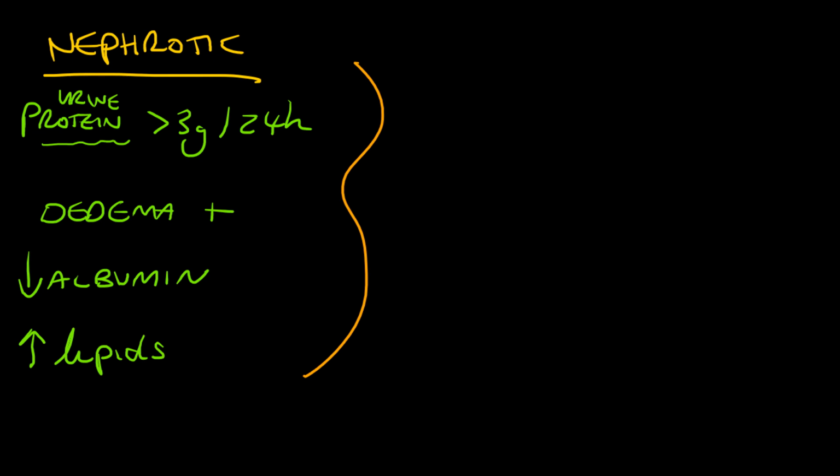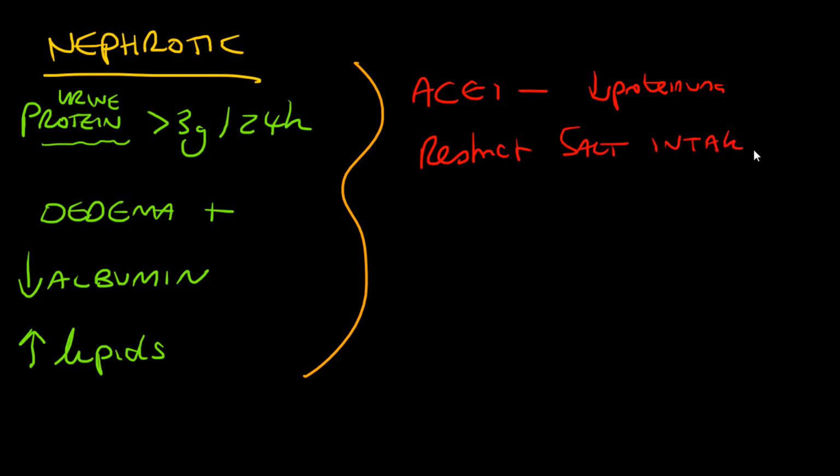So what are you going to do with them? You're going to try to put them on an ACE inhibitor, which will decrease the proteinuria because it dilates the efferent renal arteries. You're going to restrict salt. We're going to restrict salt intake more than their fluid intake.